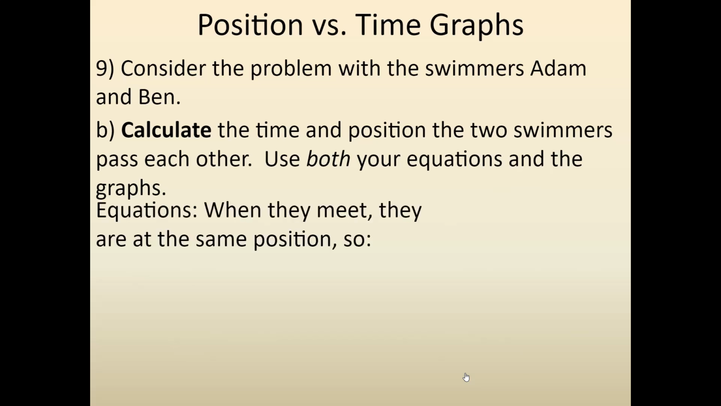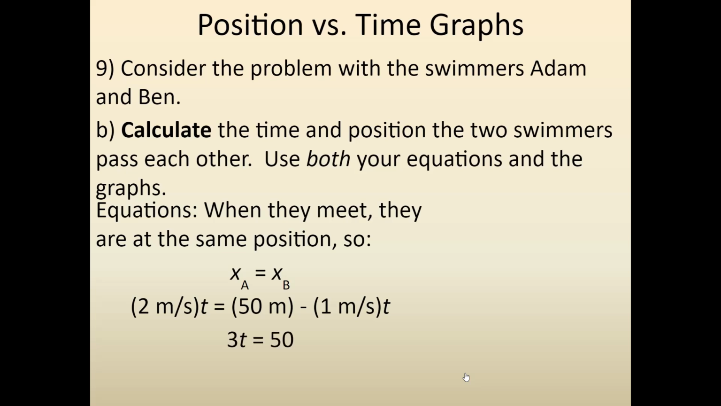Now, in order for them to meet, that means that their final positions have to be the same. So what I can do is I could take those two position equations and I could set them equal to each other. So I know that the final position of Adam and the final position of Ben are equal, because that's what that means. If I imagine that the pool is on a giant graph with one end of the pool being at 0 and the other end of the pool being at 50 meters, then when they're both at the same location, the x position will be the same. So if I set the two equations that I came up with equal to each other, I can solve for time, and I end up getting that time will be equal to 16.7 seconds.